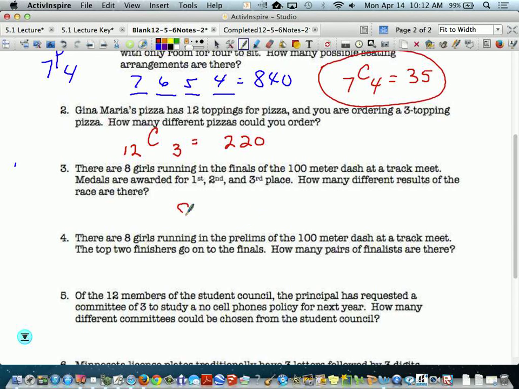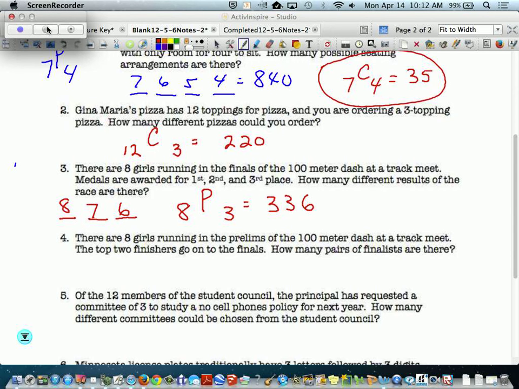So again, there are 8 people to choose from, and we're only going to use 3 of them at a time, and what goes in the middle? The permutation, which is 336. So 8, 7, 6 is another way to do it. 8 possible people can finish first, then 7, then 6.